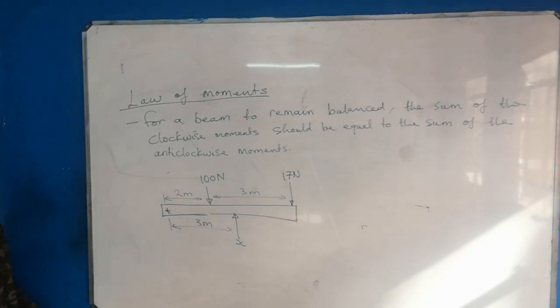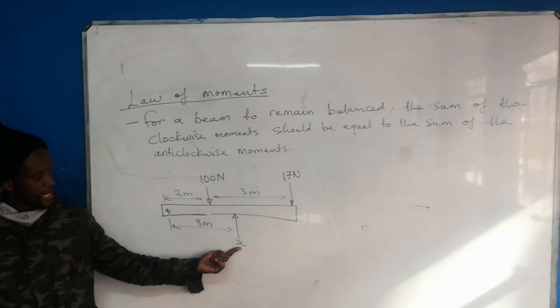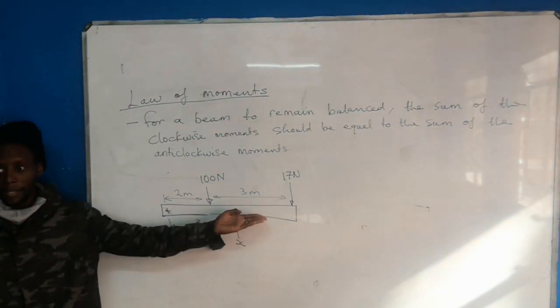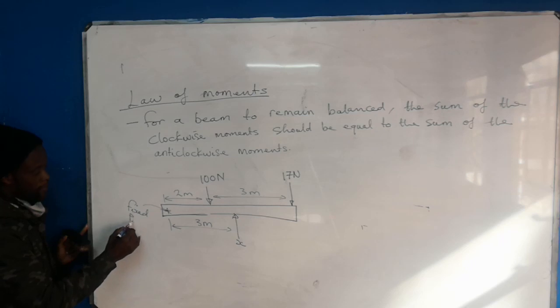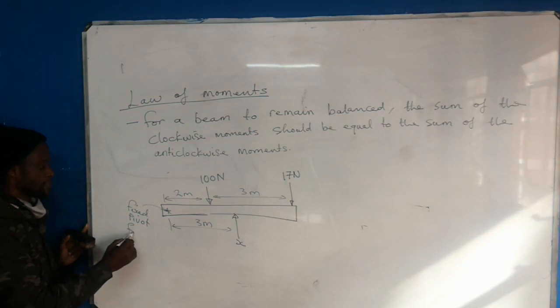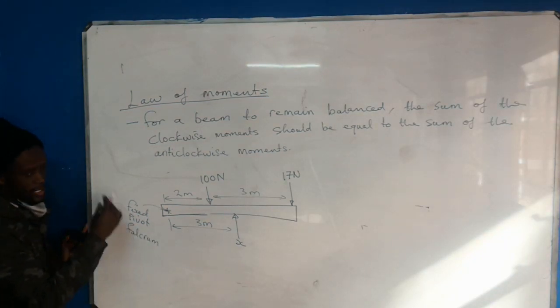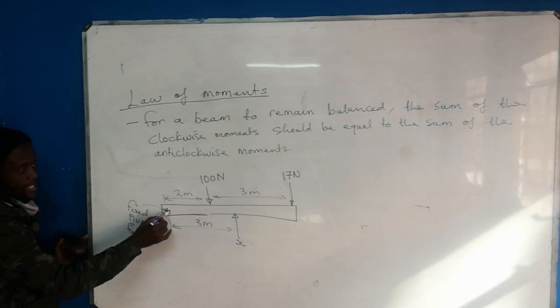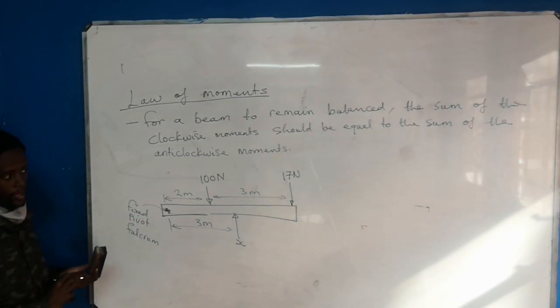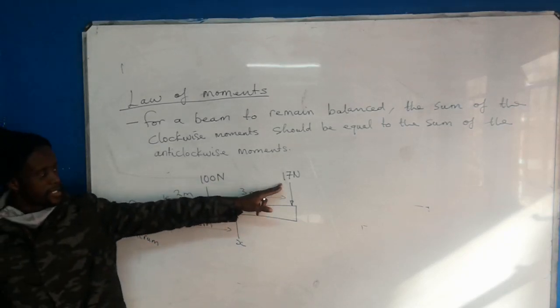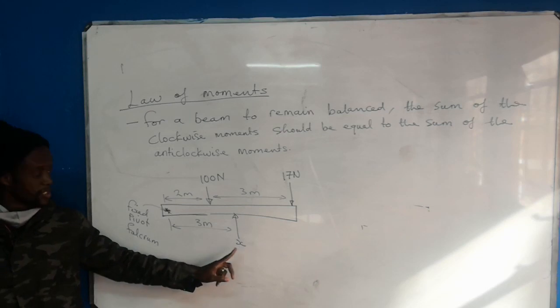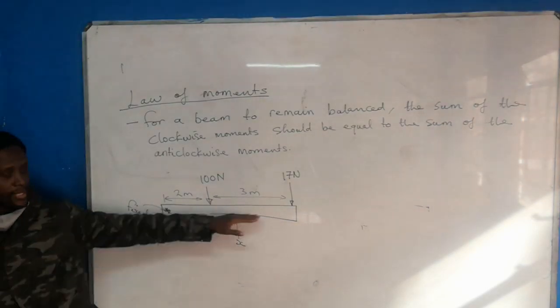And they ask us how much force should be applied at X in order for this beam to remain balanced. Remember, like I said, this is our fixed point. A fixed point can also be called a pivot, where the object is turning, or they might call it a fulcrum. It's the same thing, as long as we know that that's where it is turning at that point. Okay? We have 100 newtons, we have 17 newtons, we have X. Then they say, how much force should we apply here so that it balances out?